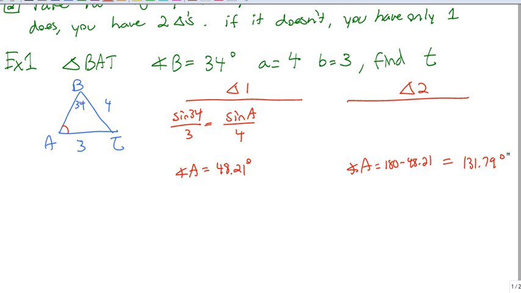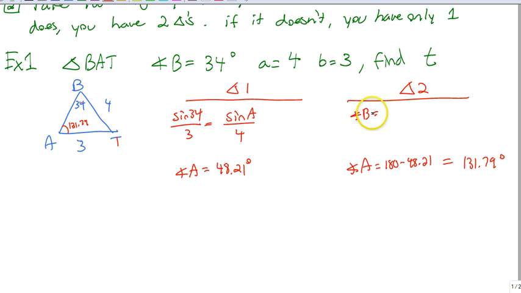Well, double check. If I go back to my original problem and put 131.79 as an angle there, does that add up to more than 180, or are we okay and we can still find the angle T and have an actual triangle? Well, hopefully you guys see that 34 plus this does not get us over the 180, so we do have a second triangle. So for triangle 2, everything is still the same.